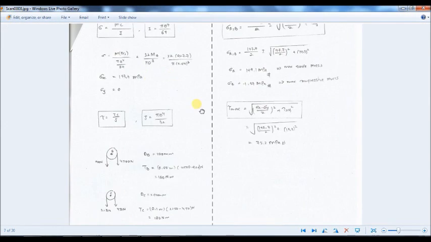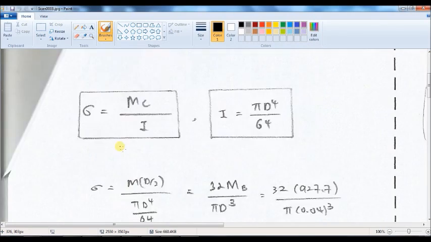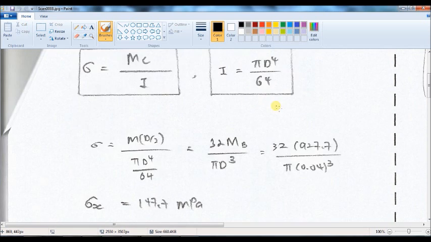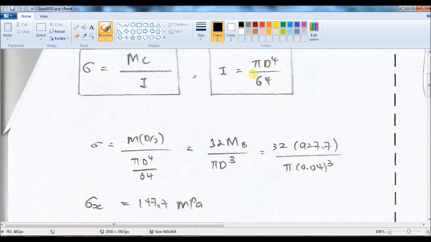Okay, so next I have to find the bending stress at this location. As you remember, similar to the previous problem, we find the bending stress by using this equation. For a circle cross section, the second moment of area can be found by using this equation. When we substitute I here, we will simplify it in this way.